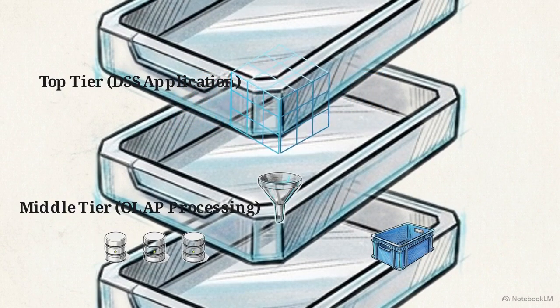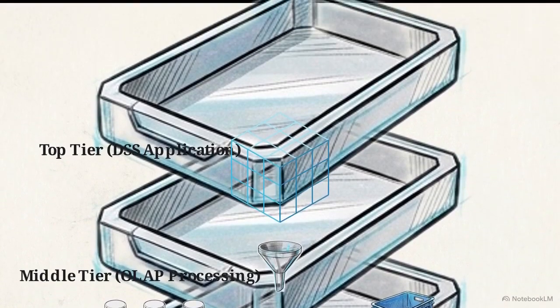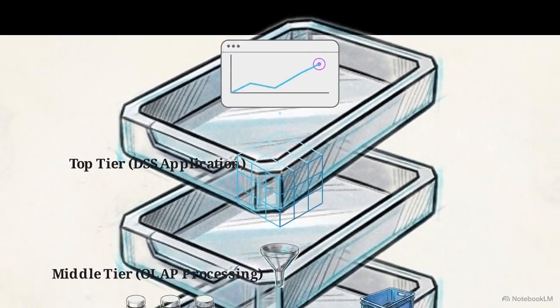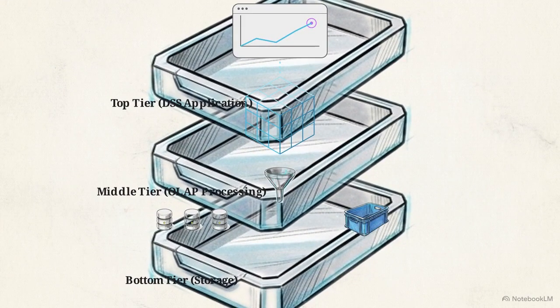The middle tier is the processing layer. It uses online analytical processing, or OLAP, to reorganize flat storage tables into multidimensional logical structures. The top tier is the front-end layer. It hosts the decision support systems and visual interfaces that users rely on for predictive modeling.